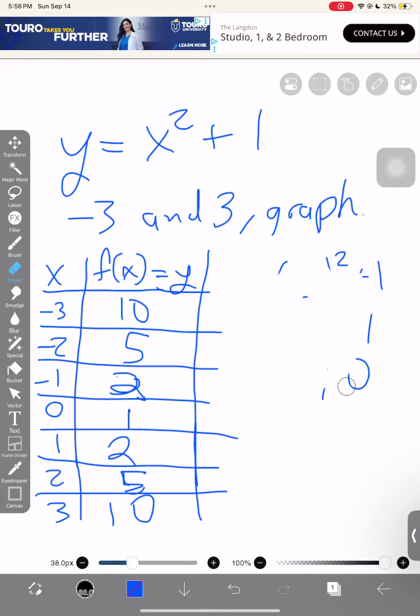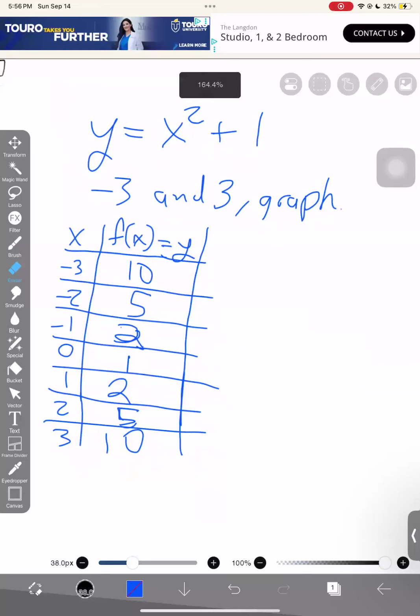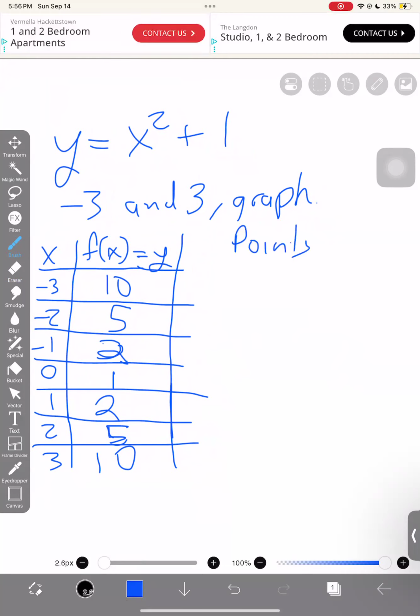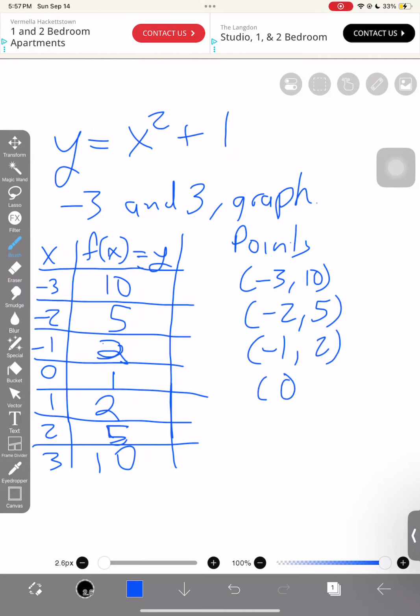These are our points. And in a way, if you have to graph something and you don't know where exactly the points have to be, always create a table. That table will help you decide or predict where our points are, and then you can just graph them. So we have points -3, 10. We have -2, 5. We have -1, 2. And then we have 0, 1, 1, 2, and 3, 10. And these are our points.